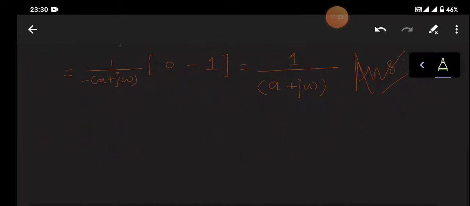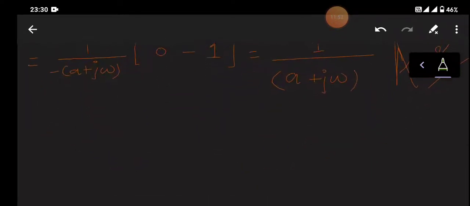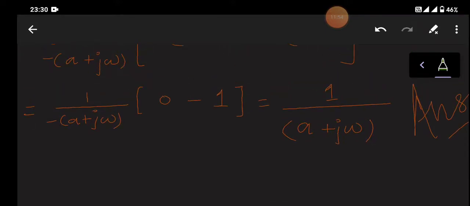So in the final answer, x(t) equal to e to the power minus a t u(t) can be represented through Fourier transform as X(omega), which is equal to this. So this is our final answer.